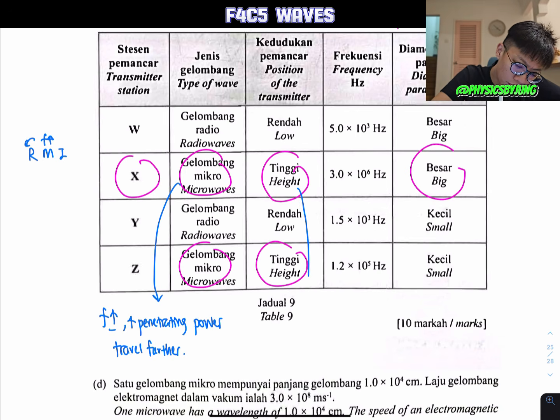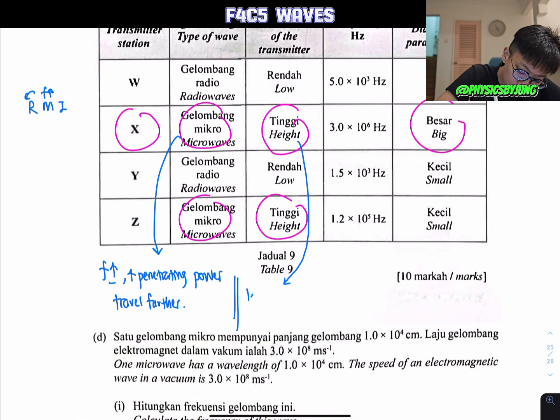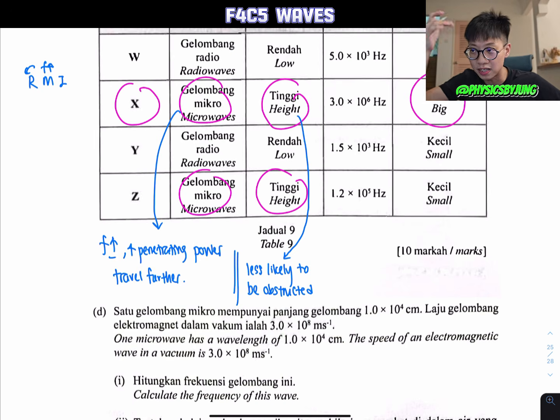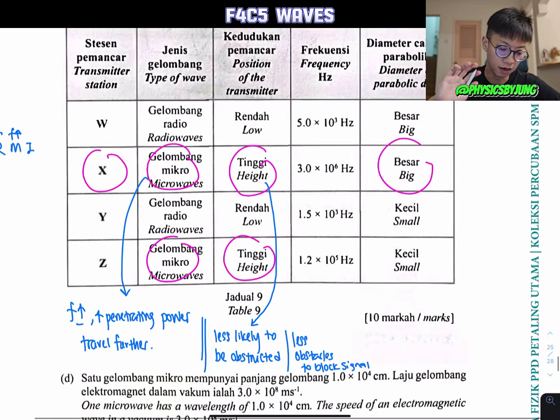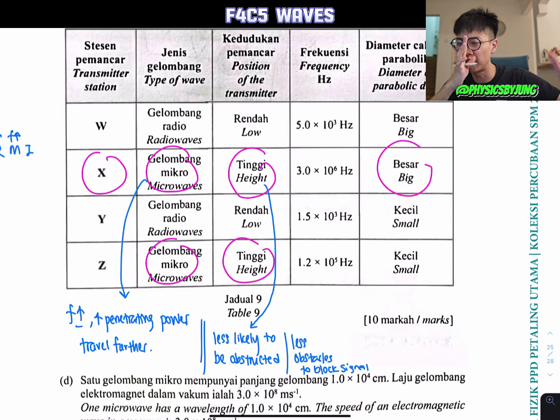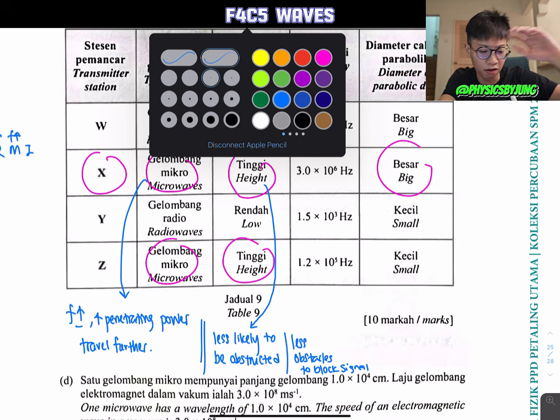Okay, why do we want this to be a higher position of the transmitter? So that it is less likely to be obstructed, or there will be fewer obstacles to block the signal. Okay, so this is on your higher transmitter. Actually very easy to write, a lot of answers to write.